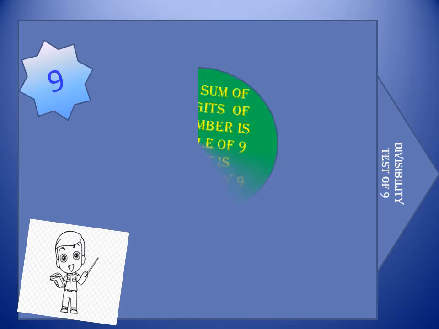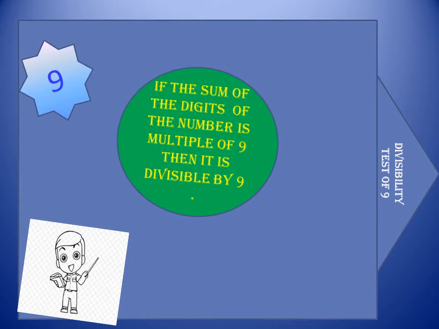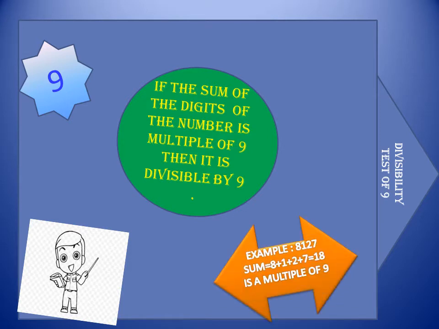Similarly, the divisibility test of 9 states that if the sum of the digits of the number is a multiple of 9, then it is divisible by 9. It's the same as how we do the divisibility test of 3. So 8 plus 1 plus 2 plus 7 is equal to 18. Indeed, it is a multiple of 9. So we say that 8127 is divisible by 9.